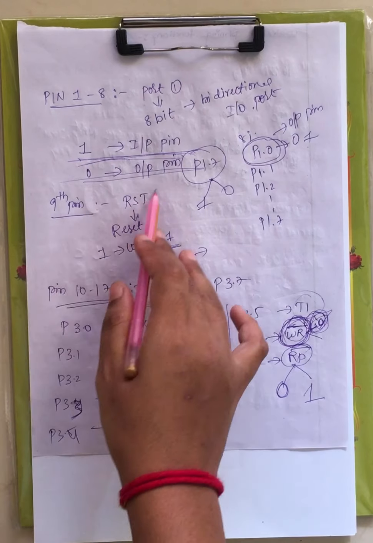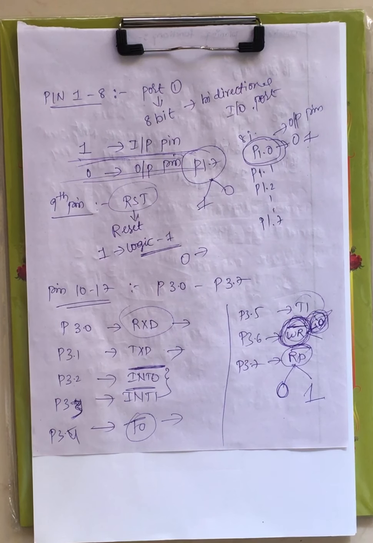Now coming to the 9th pin, that is RST, reset, right? For logic 1, you can reset the microcontroller to its initial values. For logic 0, you can't reset the microcontroller, right?